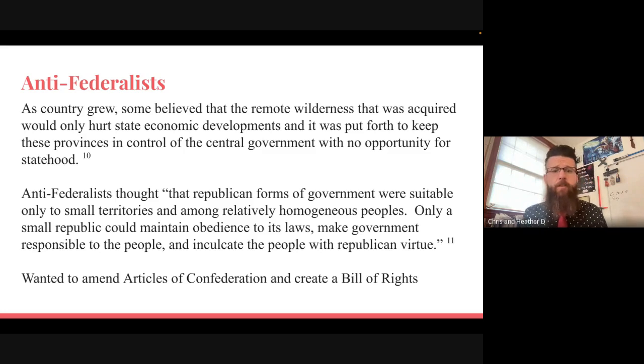The Anti-Federalists thought that Republican forms of government were suitable only to small territories and among relatively homogenous people, not this growing large nation of all these diverse different people. Only a small republic could maintain obedience to its laws, make government responsible to the people, and inculcate, okay, the people with Republican virtue. They thought as a nation got larger and larger, more states and more territory would make it too hard to rule. They wanted to amend the Articles of the Confederation that were created. They wanted to create a Bill of Rights, all right, but they really wanted to keep a lot of power within the states' hands and not let it grow too overly large.